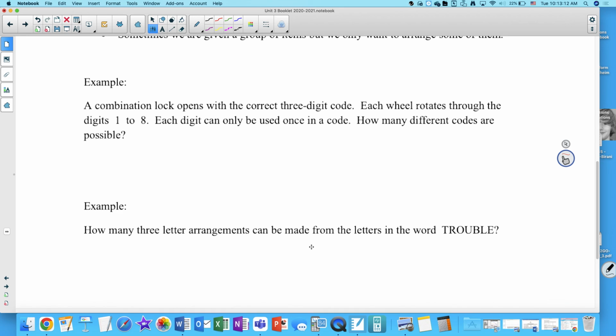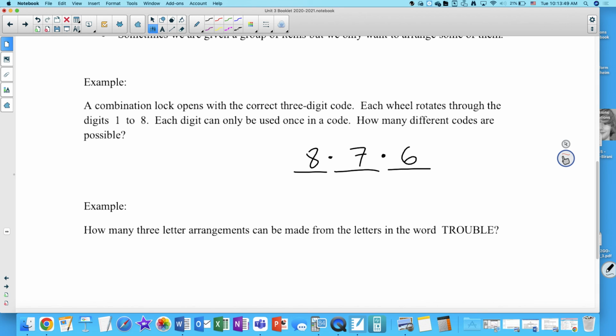Okay, how many choices do we have for the first number in the code? 8. And then the second one? And then 6. Yeah, and these cannot be repeated, so it's just 8 times 7 times 6. So this is a situation where we have 8 objects to choose from, but we are only permuting 3 of them. Permuting is another word for arranging something. We're only arranging 3 of them.